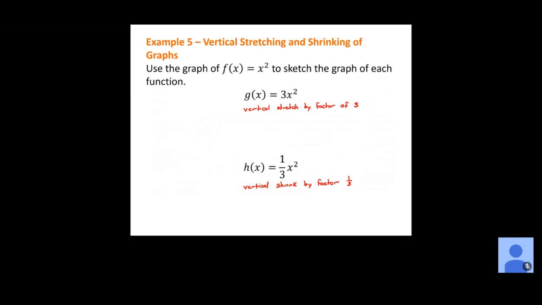Now, if you were to graph this one, again, you would take your basic x squared parabola and shrink it vertically, so it would become a fatter parabola. It would open wider than your original x squared graph would. Any questions on the vertical stretches and shrinks now?